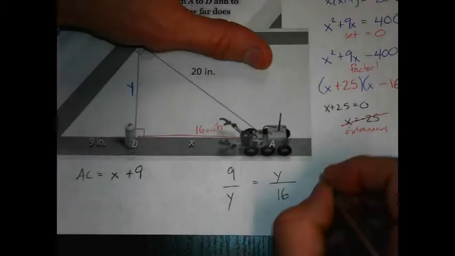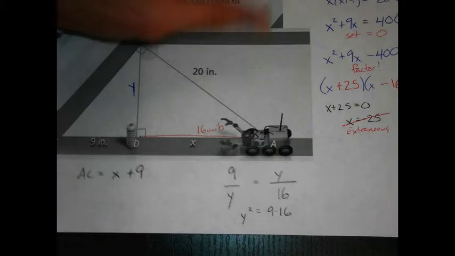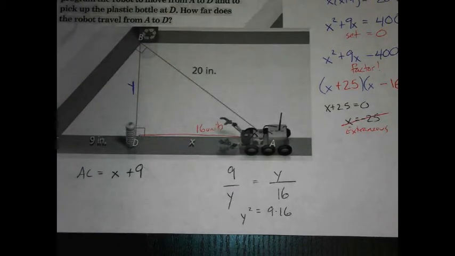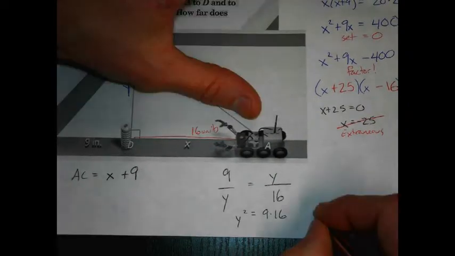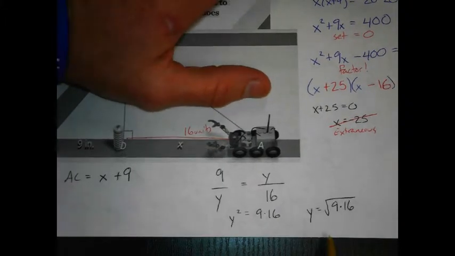Check this out. I'll give you a little numbers trick. That means y squared equals 9 times 16. I am not going to multiply that out, and I'll show you why. In order to solve this equation, we would take the square root of both sides, right? So y is equal to the square root of 9 times 16.